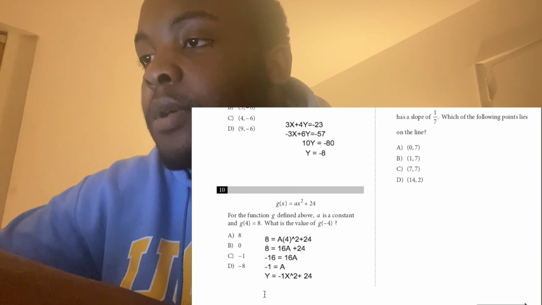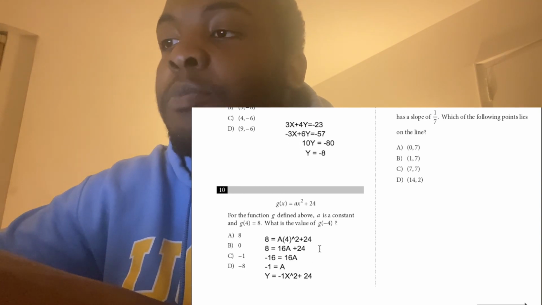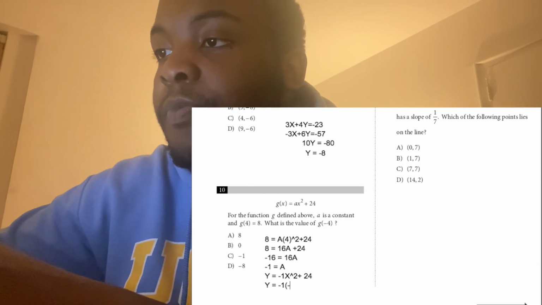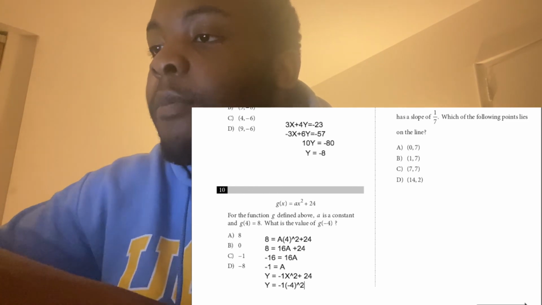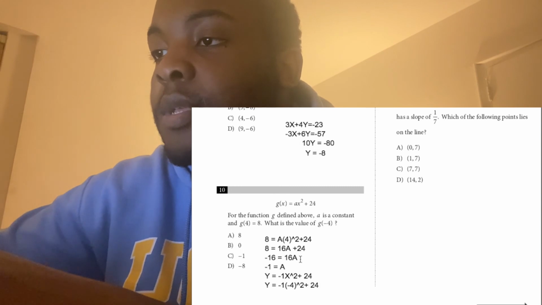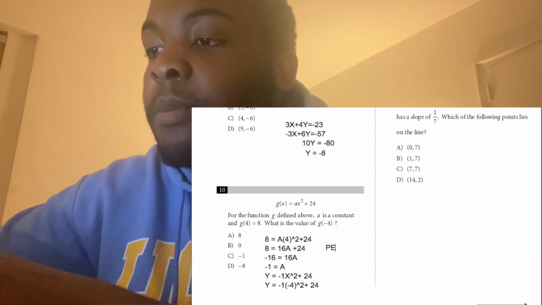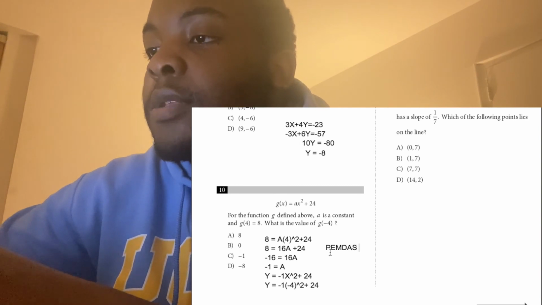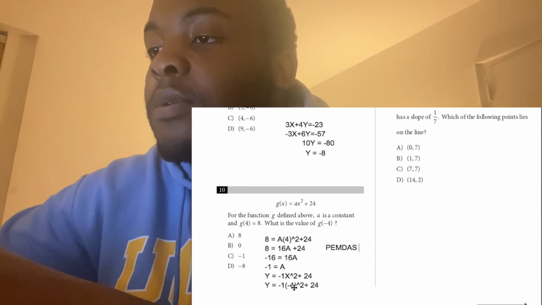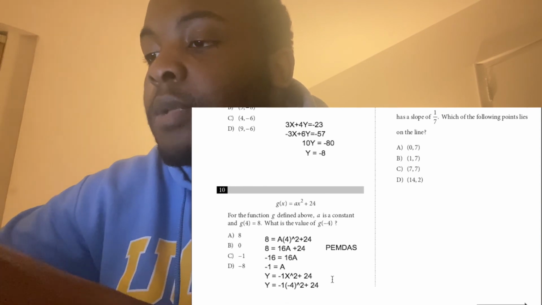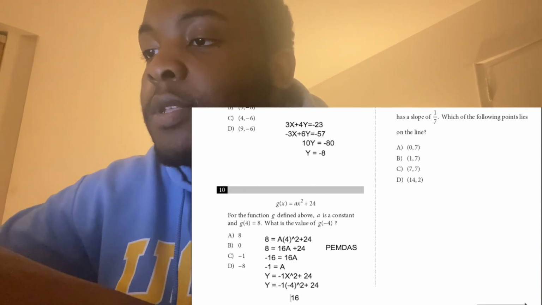All right, so now you have to figure out what's the value when you plug in negative 4 for x. It's going to be pretty simple. Remember, you have to do squared first because it's PEMDAS: parentheses, exponent. There's nothing to do in the parentheses, so we're going to do the exponent. Negative 4 squared is 16, times negative 1 is negative 16, plus 24 equals 8. So your answer is 8.